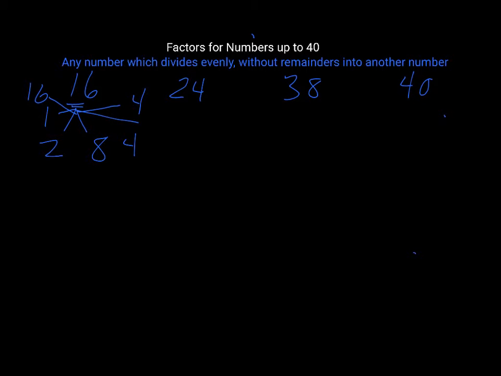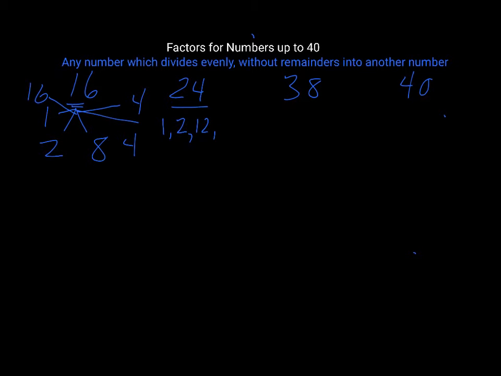Okay, so let's have a look at 24 now. What numbers divide evenly into 24 without any remainders and without anything left over? Well, obviously 1 will divide into 24 evenly. 2, will 2 divide into 24 evenly? Yes, because 2 times 12, so we can write 2, okay? And we can write 12.